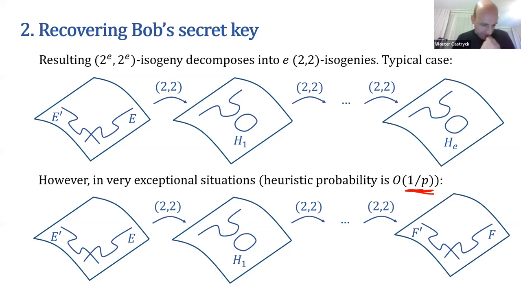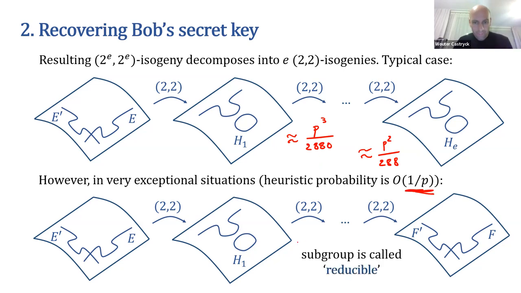Well, in characteristic p, there are about p cubed over 2,880 super special abelian surfaces, and about p squared over 288 of them are products of elliptic curves. So the ratio of products of elliptic curves among all super special principally polarized abelian surfaces is about 1 over p, or 10 over p if you want to be more precise. So that's why it's a very exceptional situation, because p will be very big in our cases. If we land in that situation, then the subgroup is called reducible.